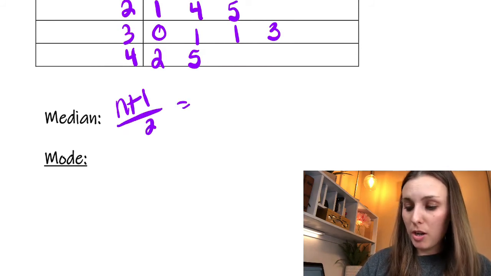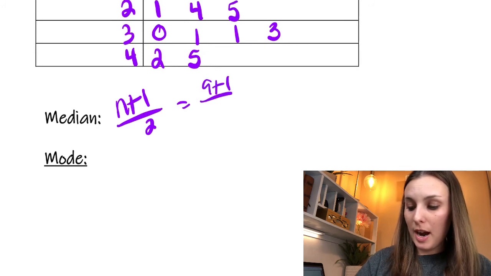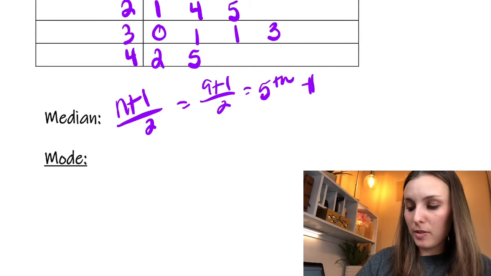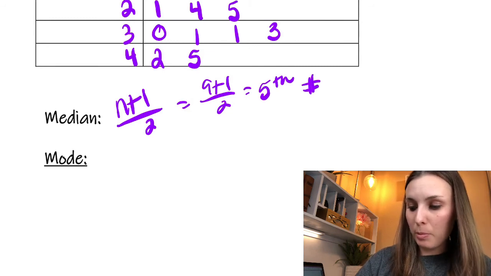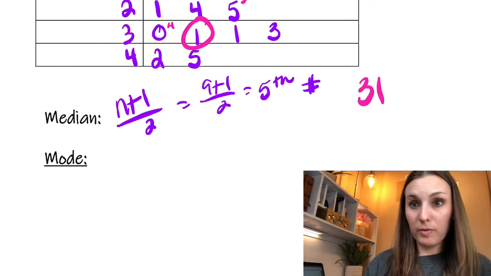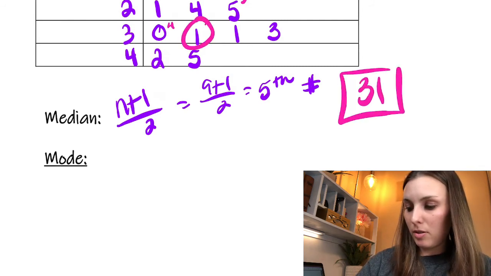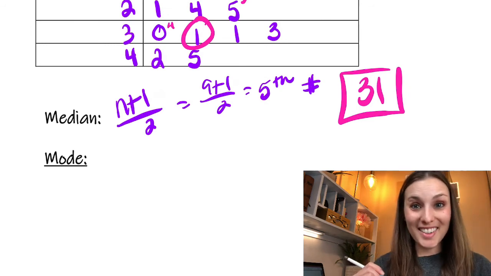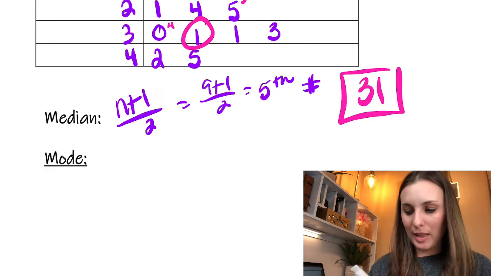1, 2, 3, 4, 5, 6, 7, 8, 9 numbers. 10 over 2 is 5. It's the fifth number. 1, 2, 3, 4, 5. The median is 31. Isn't that neat? That's where the formula is nice when it's written like that.